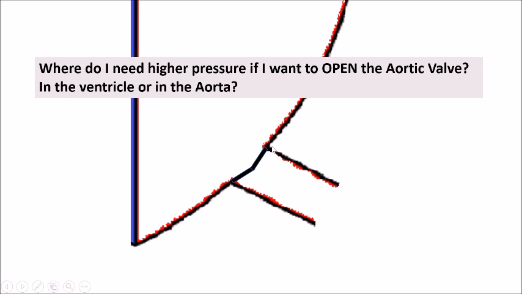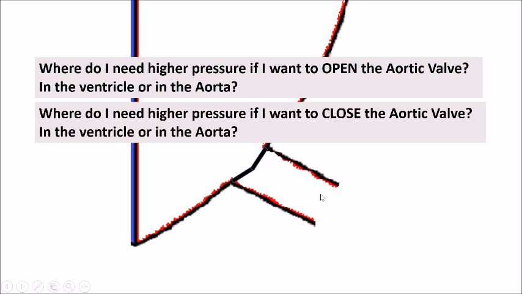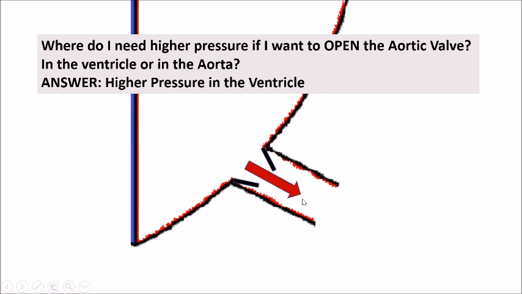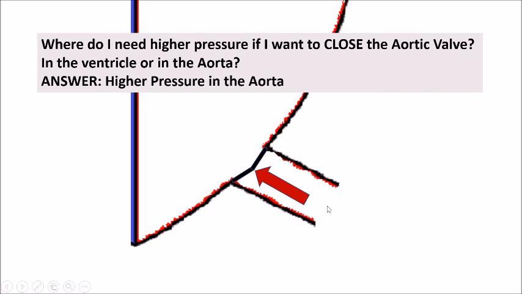So pause the video if you need to and think about it for a minute. Where do I need higher pressure if I want to open the aortic valve? Do I need higher pressure in the ventricle or in the aorta? And where do I need the higher pressure if I want to close the aortic valve? In the ventricle or in the aorta? So the answer to those questions, if I want to open it, I need higher pressure in the ventricle to push the door open. And if I want to close it, I need higher pressure in the aorta to shut it.